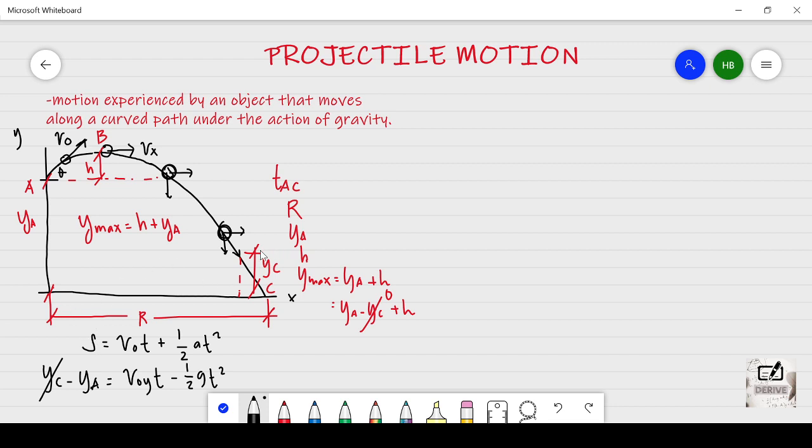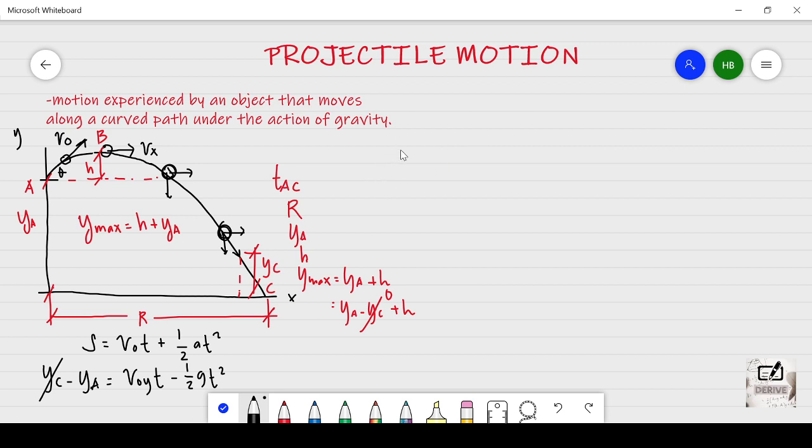If you have a YC, for example your YA is 5 and your YC is 2, then YA minus YC is 3, so that will be negative 3 because you are going downward. The displacement is from your initial position to your last position. So your last position will be YC if you have the height YC. If not, of course, just equate it to 0. So that will explain this negative sign here.